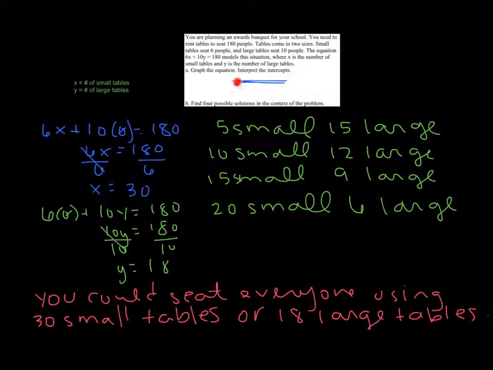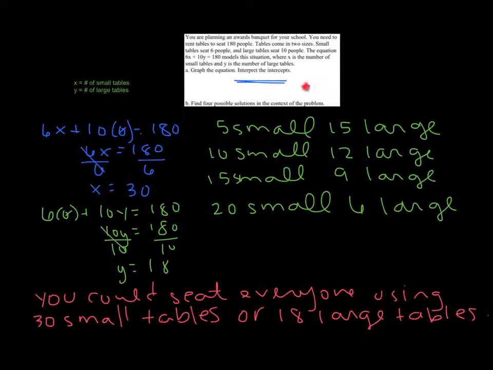So right here it asks me to interpret what that means. Well, the x-intercept shows that you could seat the 180 guests using 30 small tables and no large tables, or the y-intercept shows that you could seat those same 180 guests using 18 large tables and no small tables.